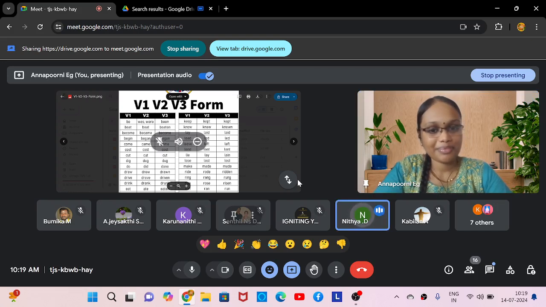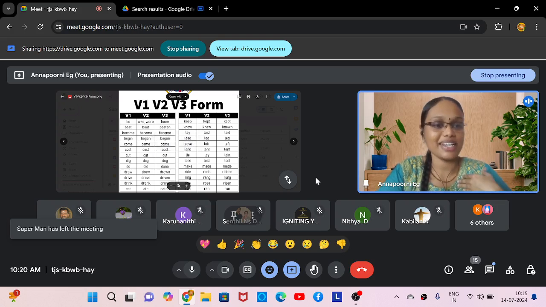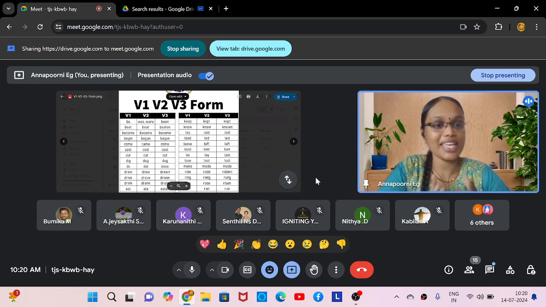Idli with mutton kurma, ma'am. Okay, very nice. I am a vegetarian, but I got shocked. Did you see that? Idli with mutton kurma, in the morning and non-veg. Okay, super. And next is Kabilan. What's the breakfast today?